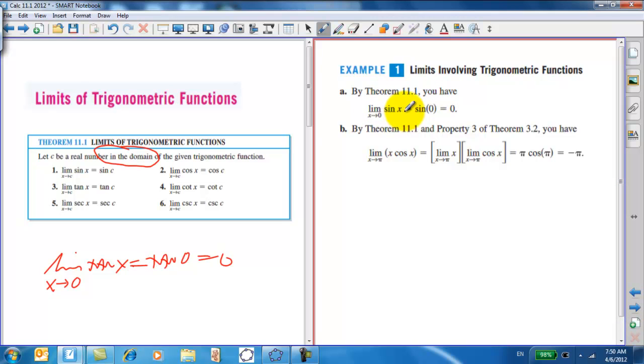The limit as x goes to 0 of the sine of x is just the sine of 0, so that's 0. And if we have a product of 2, we can just distribute the limit over the product.